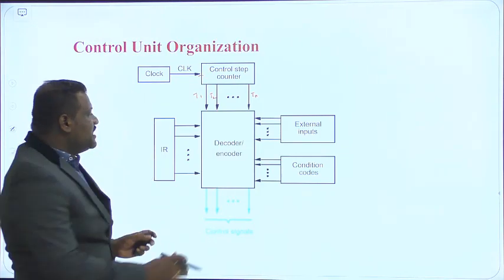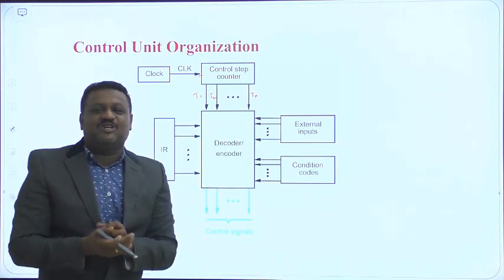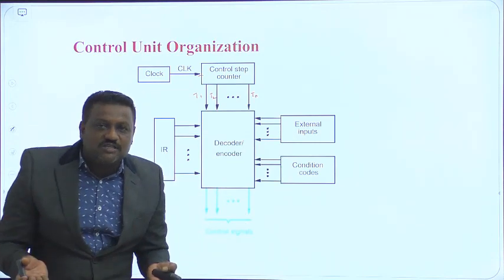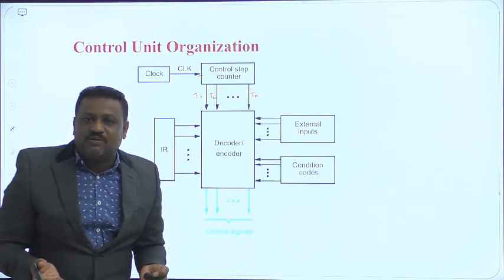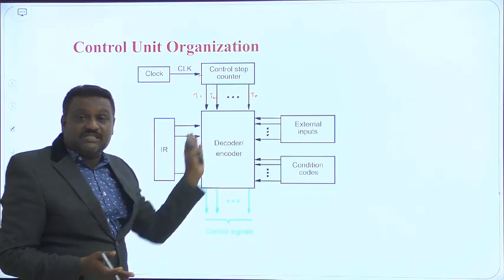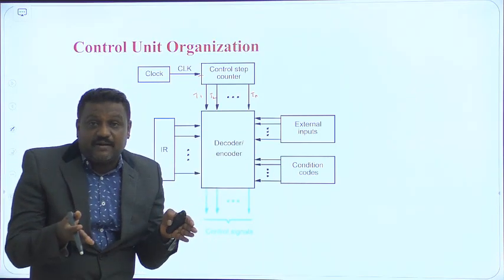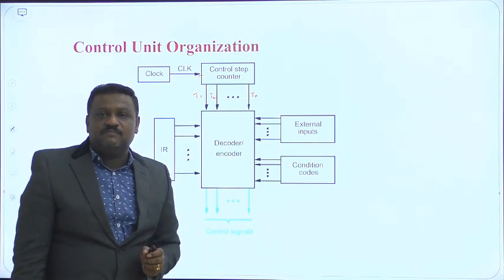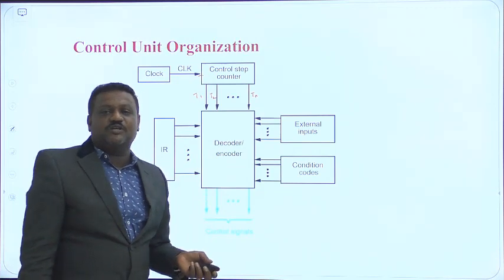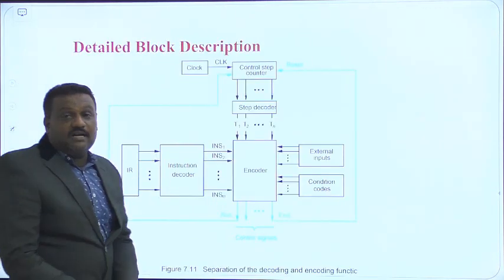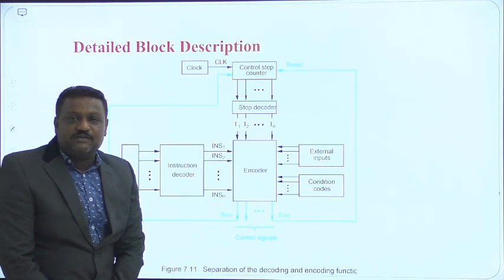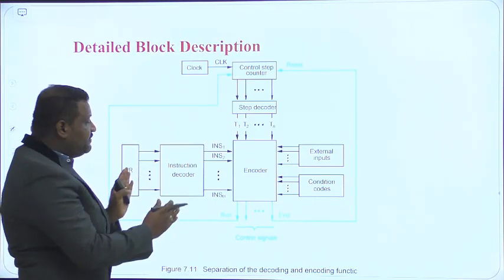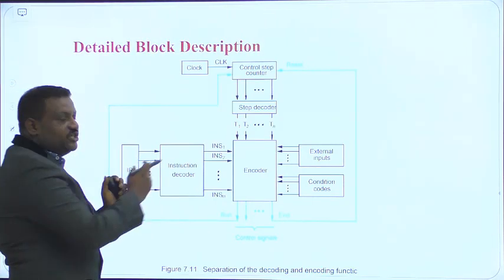The important thing here is that this decoder/encoder is a combinational logic circuit, because your decoder is a combinational logic circuit and your encoder is a combinational logic circuit. It decodes as well as encodes the signals it receives at its input side. Based on that, it will produce the control signals at its output. So purely it is a combinational logic circuit. So this is a detailed description of my hardwired control unit. The only thing is, as I explained previously, here I have an IR straight away, but here I can go and use an instruction decoder.